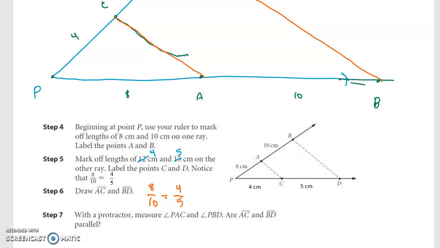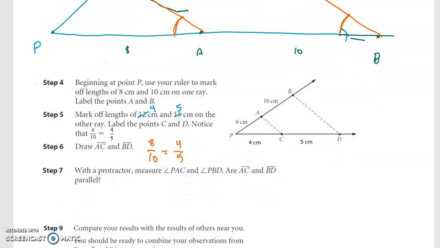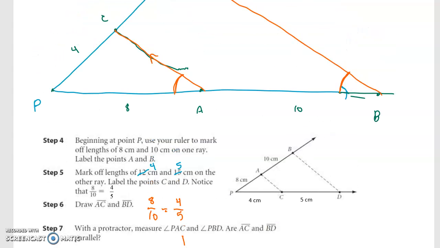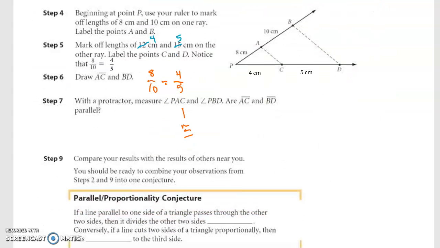So with our protractor, measure angle PAC, which is this angle here, and angle PBD, which is this angle here. And if you go ahead and look at that, they should be congruent. Their actual measures depend on the initial angle that you drew, but they should be congruent. And what that means is that segment AC and segment BD are parallel, because if the corresponding angles are congruent, then the lines are parallel. That is the converse of the corresponding angle conjecture.